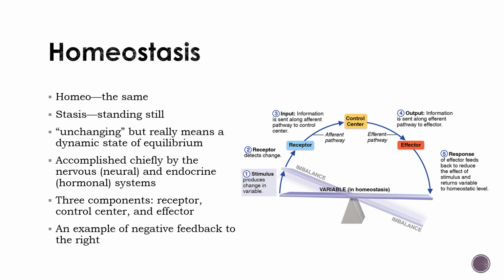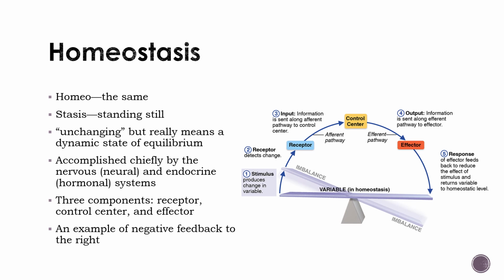There are three components: the receptor, control center, and effector. And let's look on the right at the image. It's an example of a negative feedback loop. Much of the body's homeostasis is controlled by negative feedback loops. So first you have the stimulus. Something produces a change in a variable.